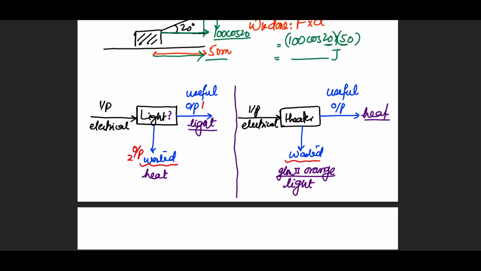So every system in the universe has two outputs. One of them is useful, one of them is wasted. It's your job to look at the machine and decide which one is useful and which one is going to be wasted. So based on this idea, we have the formula for efficiency.